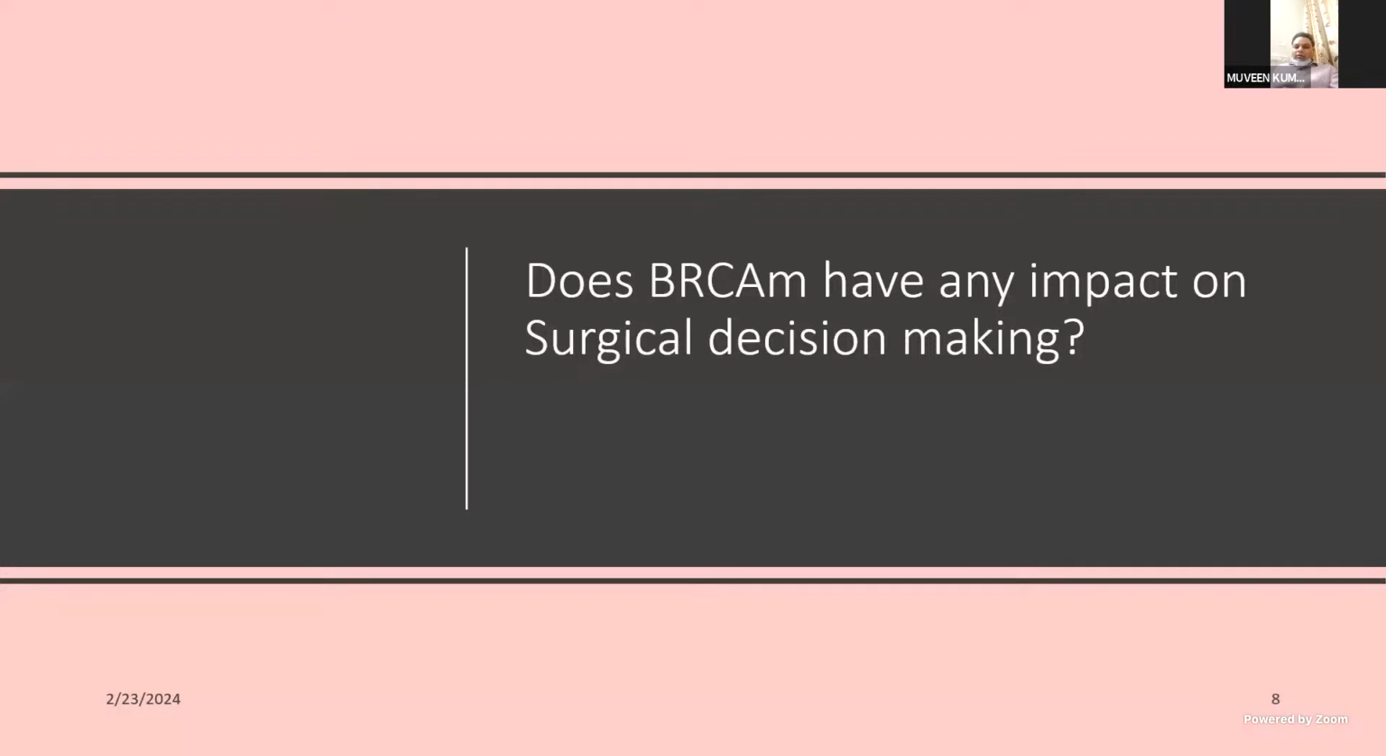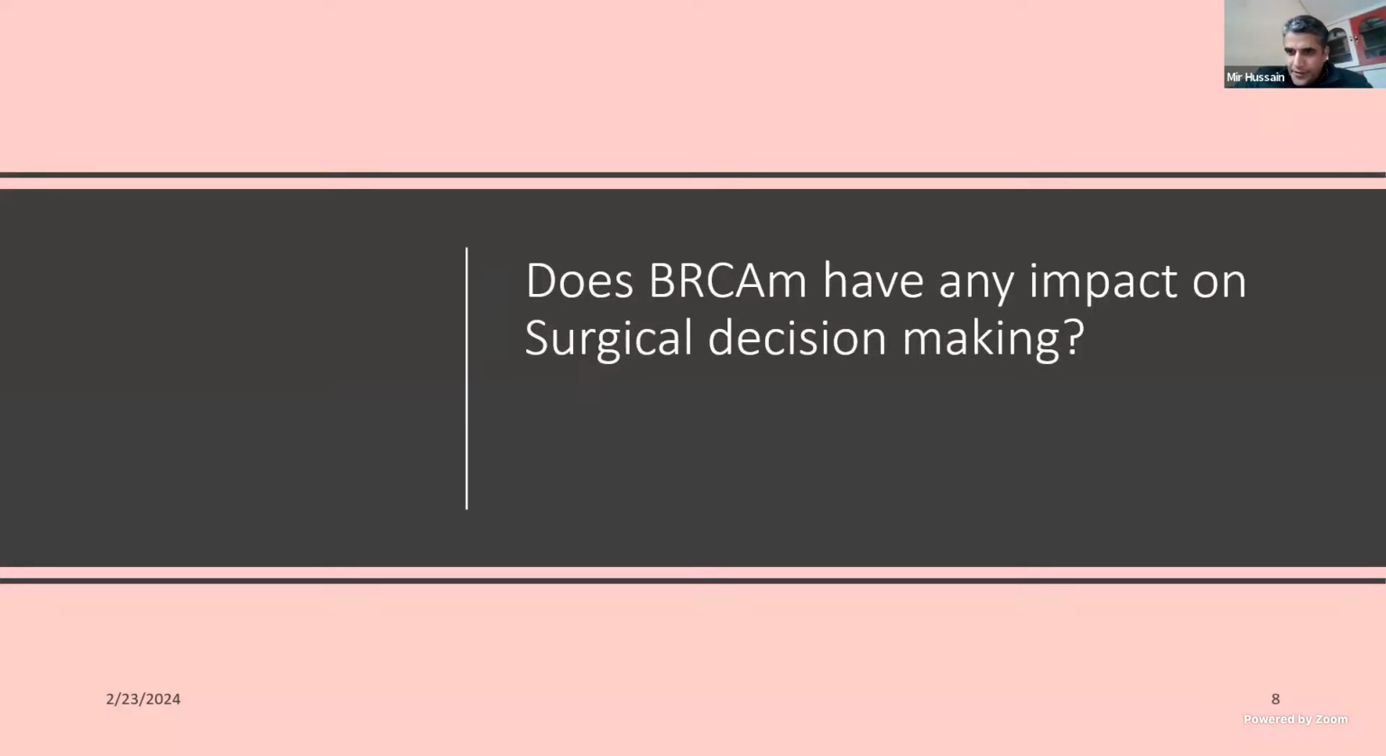Definitely. If the patient turns out to be positive for BRCA in early breast cancer, then prophylactic mastectomy and bilateral mastectomy can be done. And along with that, if the patient is BRCA positive, salpingo-oophorectomy can also be done in prophylactic cases.